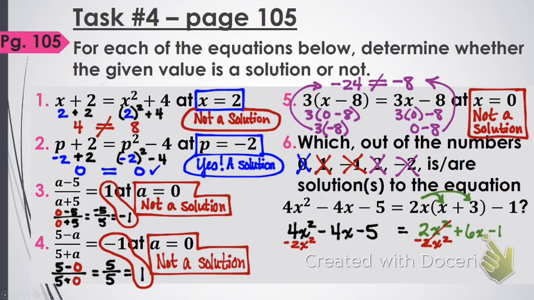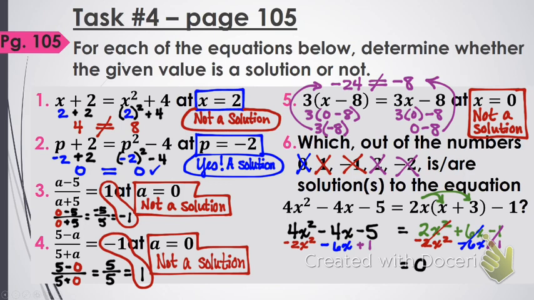Do I have a 0 over on the right yet? What can I do to get closer? Subtract 6x from both sides, because 6x minus 6x gives me what? 0. Is it equal to 0 over on the left? Or sorry, on the right? What can I do to get it even closer? Add 1 to both sides. Now do I have a 0 over there? Yes, everything canceled out. That leaves me with 0.